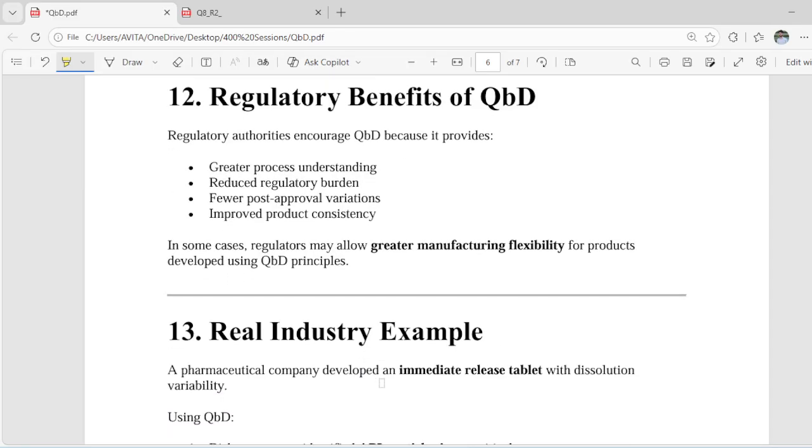Moving on to the second last point, which is the regulatory benefits of QBD. So regulatory authorities encourage the QBD because it provides the greater process understanding, then it reduces the regulatory burden, it also eases the post-approval variations and improves the product consistency. In some cases, regulators may allow greater manufacturing flexibility for the product developed using the QBD principles.